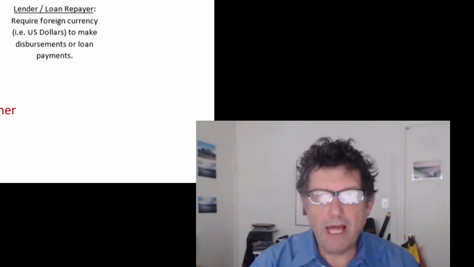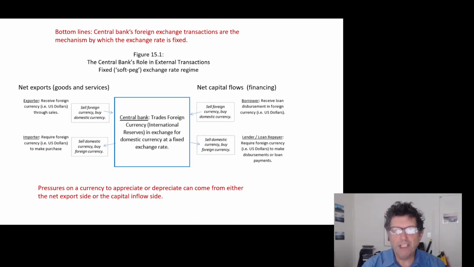So the bottom line here is that the central bank's foreign exchange transactions are sort of the counterpart, the mechanism by which the exchange rate is fixed. And we talked about how the central bank will sell foreign currency and buy domestic currency in order, for example, to keep the exchange rate from depreciating. And the other bottom line is that you can have pressures on the currency to appreciate or depreciate, either from the goods and services standpoint, net exports, or from the financing side, the net capital flows.